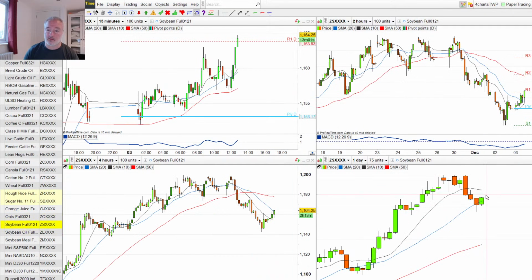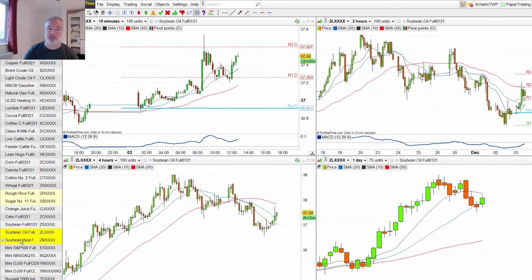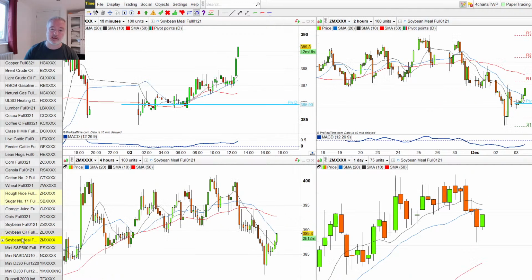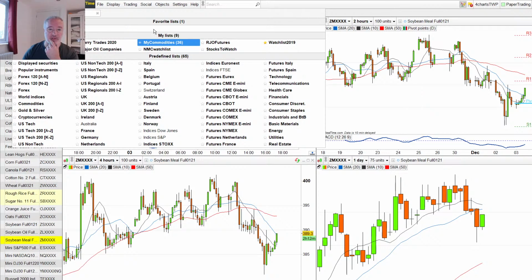Soybean, that actually might be setting up to go long, so it could be bullish throughout the rest of the day, but there is strong resistance at 1.2. Soybean oil will be similar. And look at that resistance over here on soybean meal. So there's a possibility on the soybeans that they're going to climb, but they're going to hit a brick wall, a ceiling, pretty quickly. And that is it. There aren't any of the other ones for now.